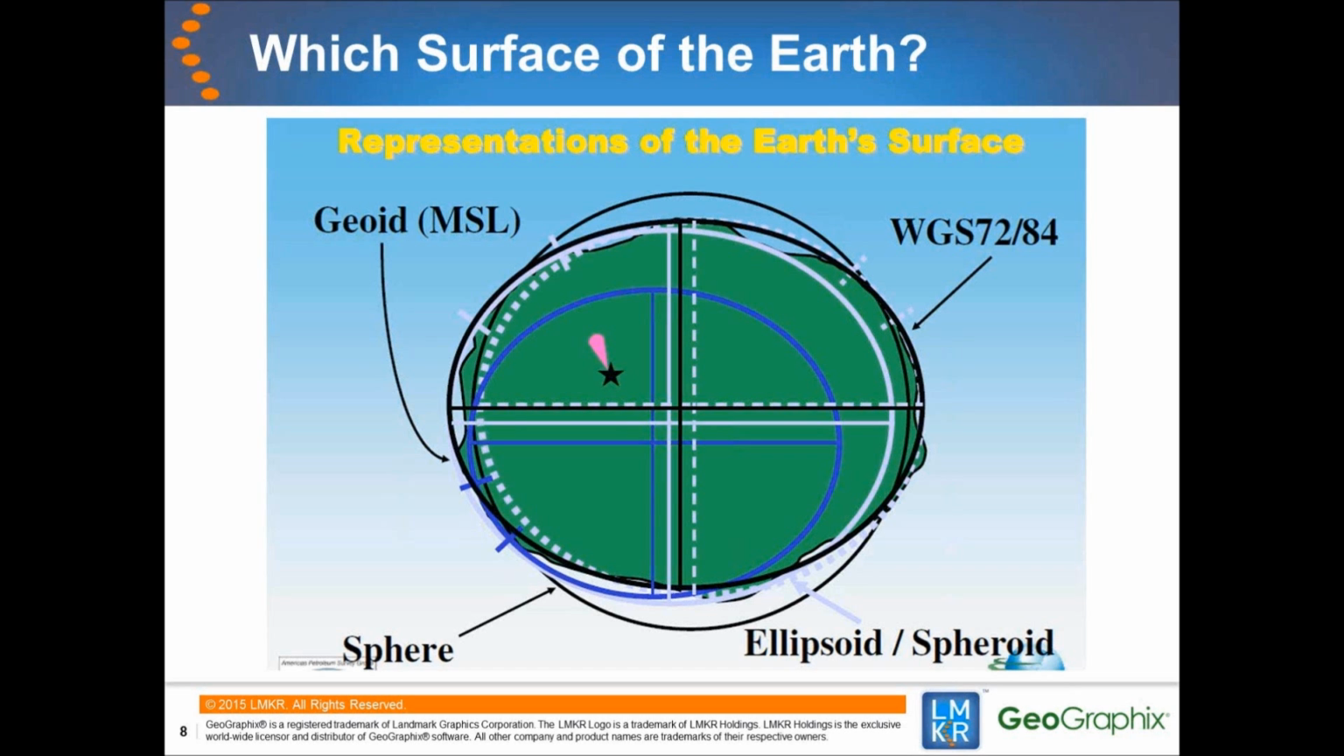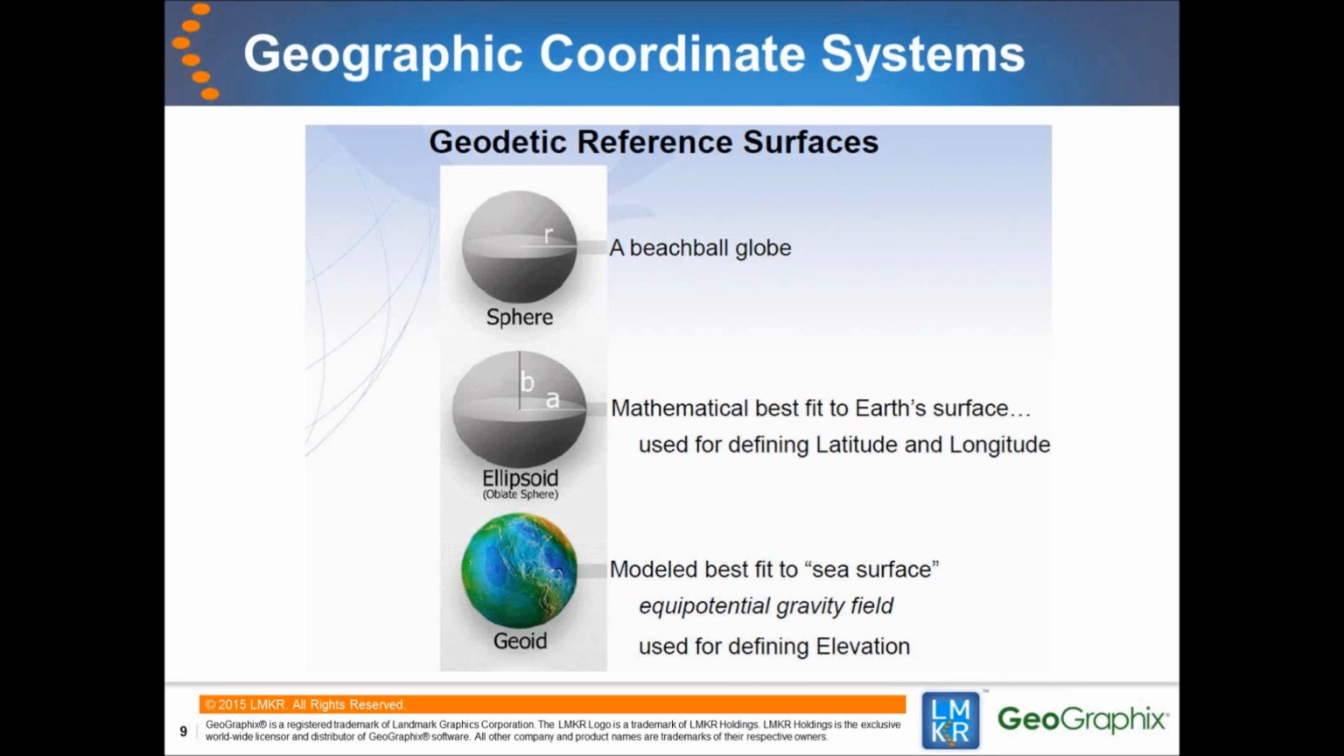The Earth is actually an oblate spheroid, and when we talk about the surface of the Earth, we're really talking about which surface of the Earth. There are a lot of different mathematical representations of the surface of the Earth. These have been developed over centuries, and they're all called datums. Every mathematical representation of the surface of the Earth is a datum. And that datum is a mathematical best fit to the Earth's surface.